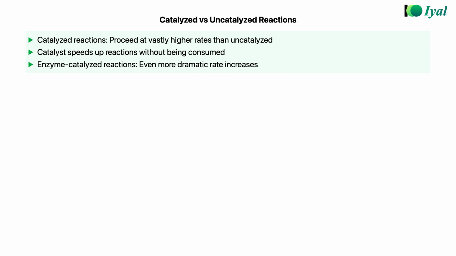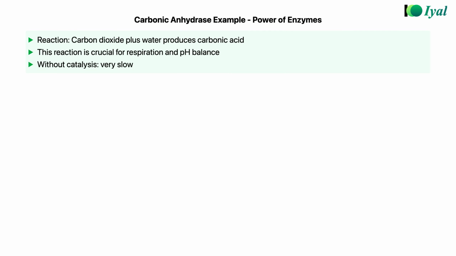Here's where catalysts come in. When a catalyst is present, any catalyst, the reaction rate increases dramatically. It goes way faster than it would naturally. With enzyme catalysis, the rate increase is even more dramatic. Enzymes are incredibly efficient catalysts. Let me give you a concrete example of enzyme power.